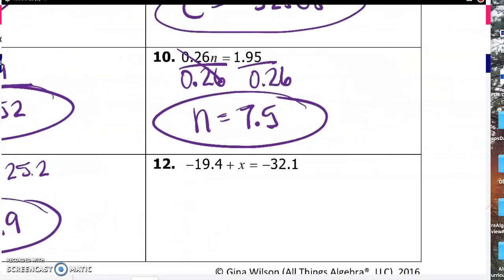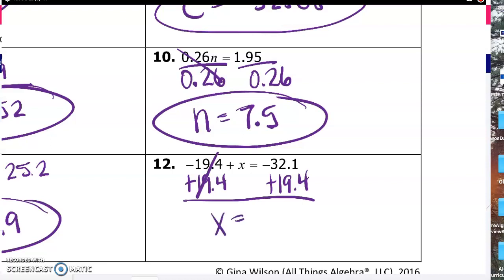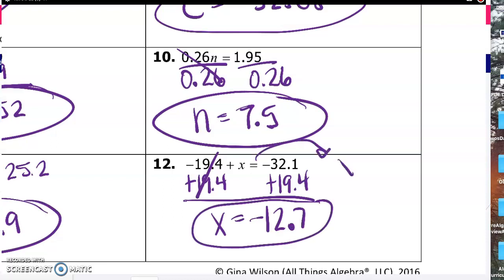And our last one, again, these are the tricky ones. We see the addition sign, but you're adding a negative. So to get rid of that, we need to add a positive 19.4. So we're going to add 19.4 to both sides. Get those to cancel. X equals negative 32.1 plus 19.4 gives us negative 12.7. Again, if you want to rewrite that one, it would be x minus 19.4. Again, that's because the x is positive and the 19.4 is negative.